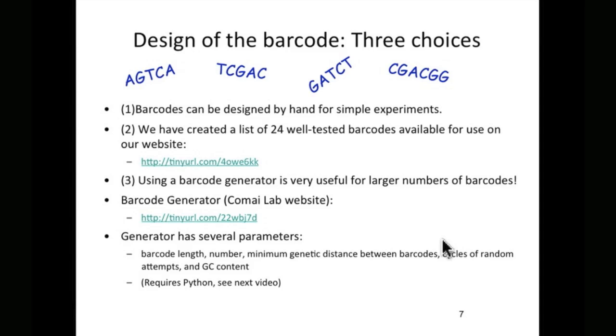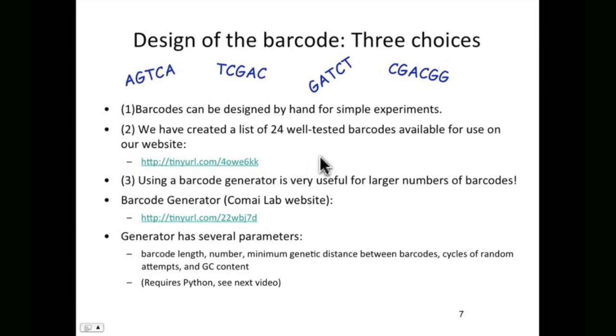So when you want to design barcodes, you have 3 choices. The first is they can be designed by hand, and this works fine for simple experiments. Just choose an appropriately balanced series of bases. Perhaps even simpler than that, we've created a list of 24 well-tested barcodes available on our website at the URL shown here.